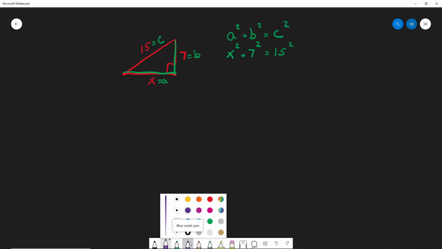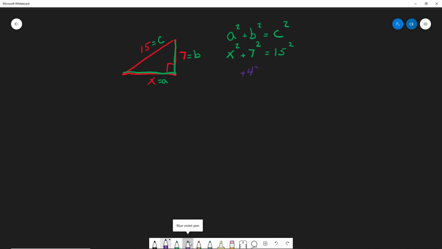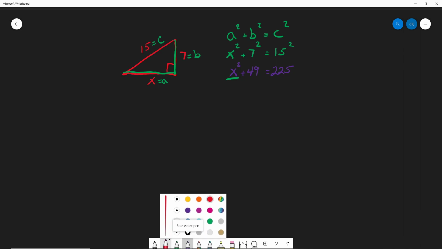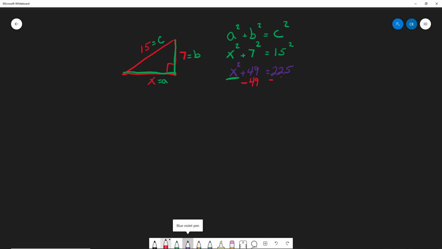Now I just simplify what I can. 7 squared gives me 49. X squared I can't really do anything with, so I leave it as x squared. And 15 squared is going to equal 225. Okay. Now, unlike the last problem where I already had the variable by itself and I didn't really have to do anything, here I don't. Here I have to get the x squared by itself. So in order to get the x squared by itself, I'm just going to subtract the 49 from both sides first. In order to solve these, we have to make sure that the variable is by itself. So the 49s will cancel out. 225 minus 49 is going to give us 176. So we're going to end up with x squared equals 176.